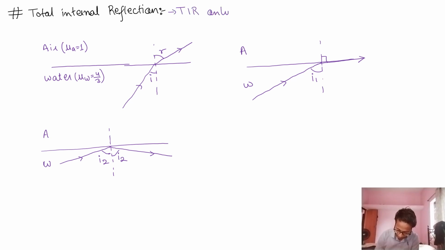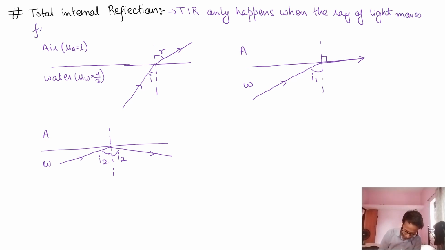So total internal reflection only happens when the ray of light moves from an optically denser medium, which means one that has higher refractive index, to a rarer medium. Okay, fair and fine.